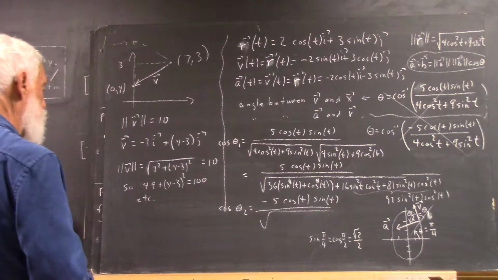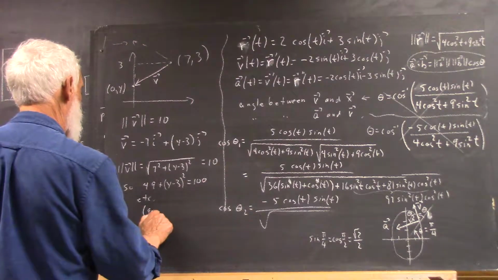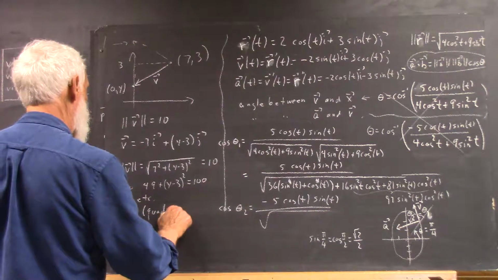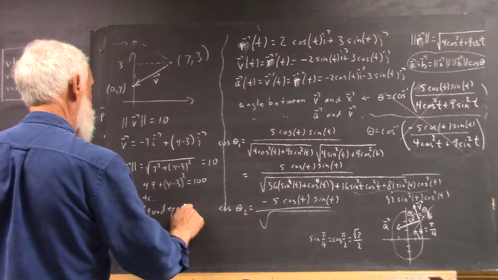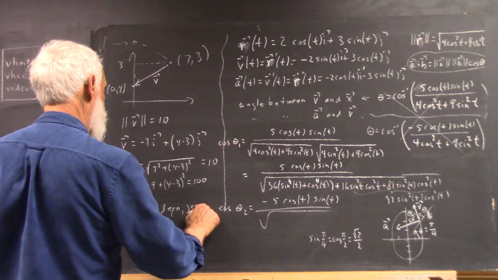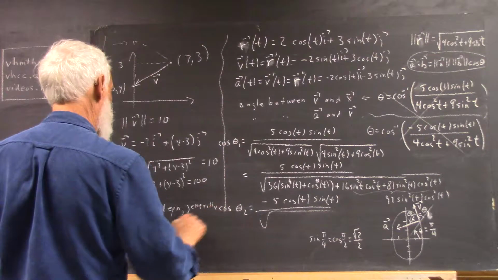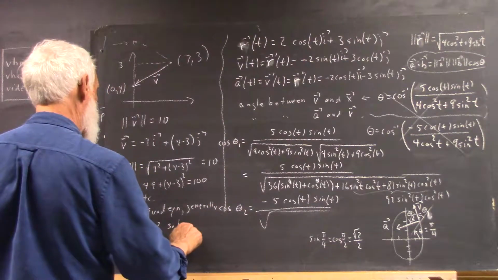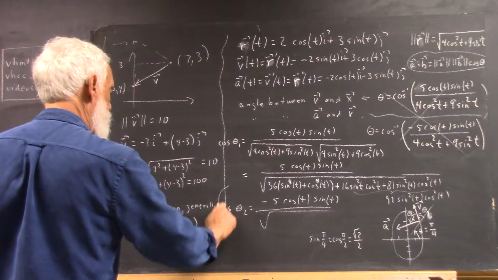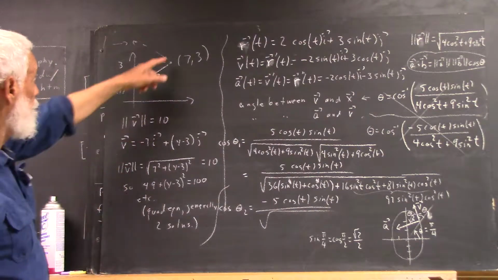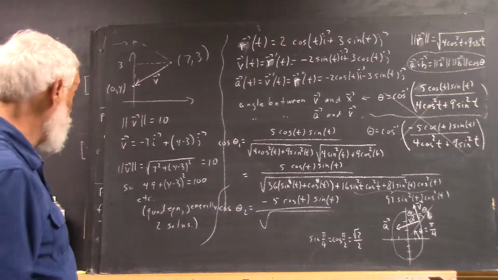And I'll note that this is a quadratic equation, and it generally has two solutions. And of course that matches the situation because there are two such vectors that hit the y-axis.